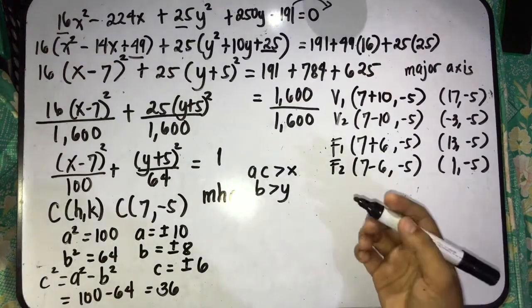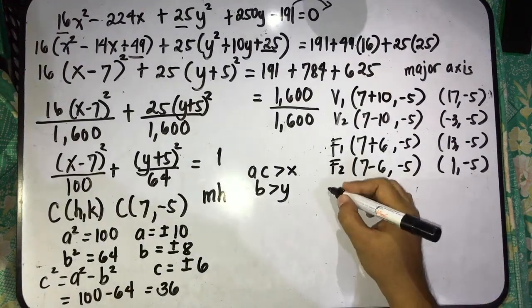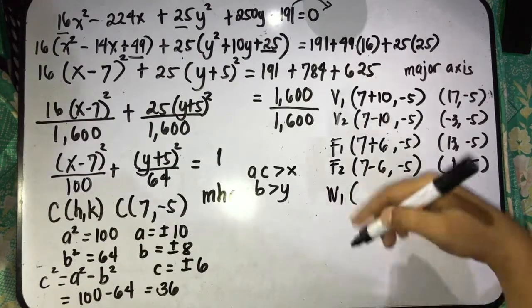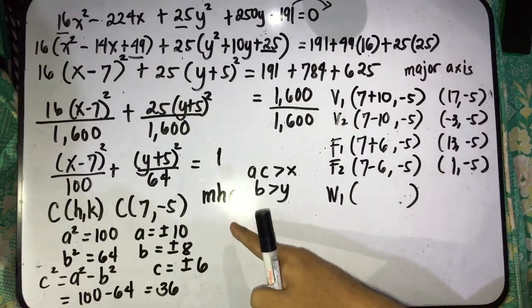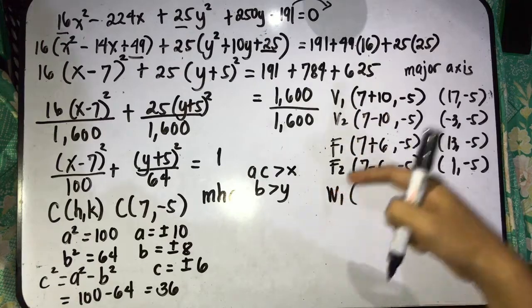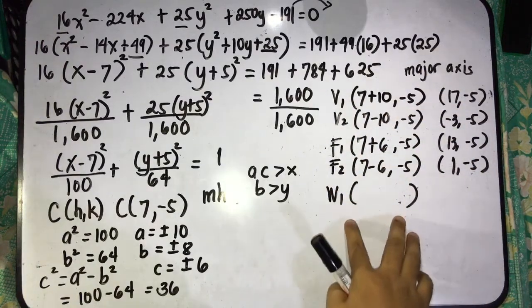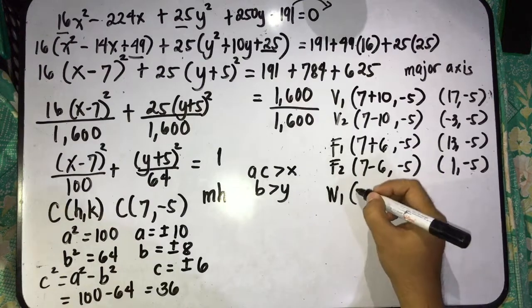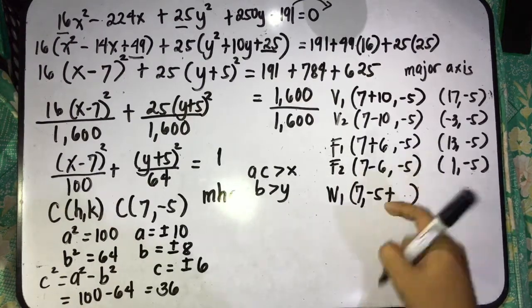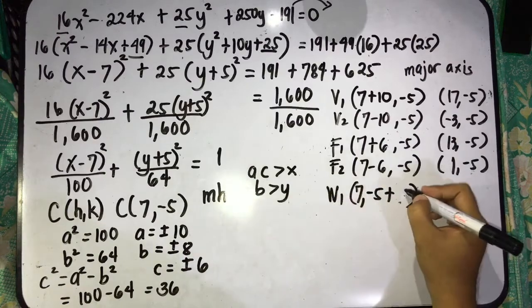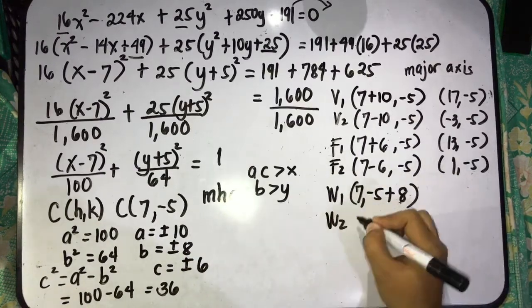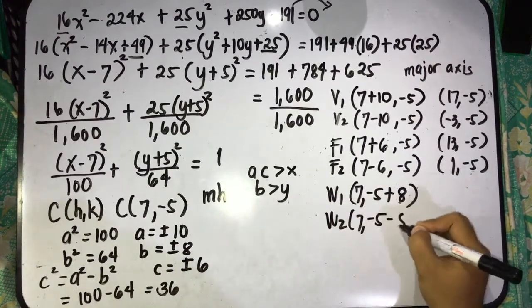Okay, so makikita natin ngayon yung minor axis. So, that is now W1. Kung ang major horizontal axis, V1, V2, F1, F2, ginalaw natin si X, dapat ang gagalawin naman natin ngayon is si Y kapag we're dealing with the minor axis. So, this should be 7, negative 5 plus B. What is B? B is 8. And W2 should be 7, negative 5 minus 8.